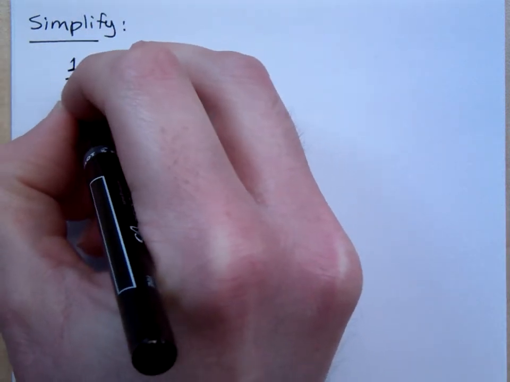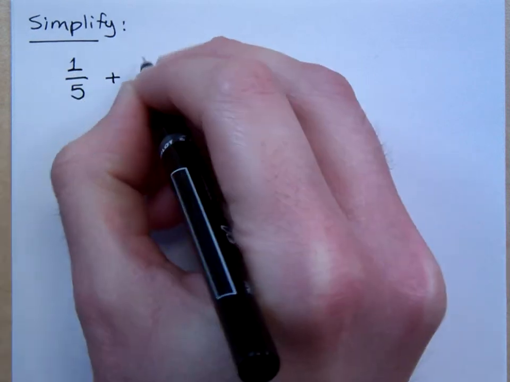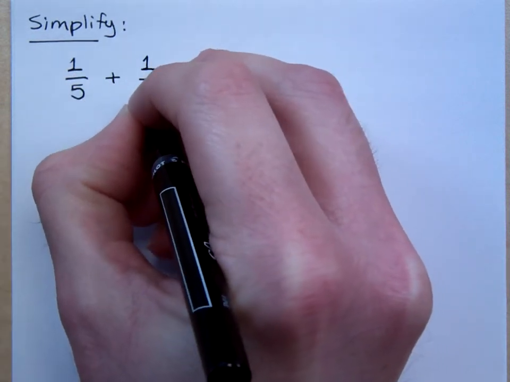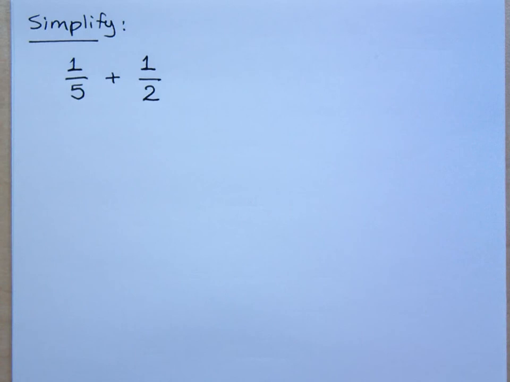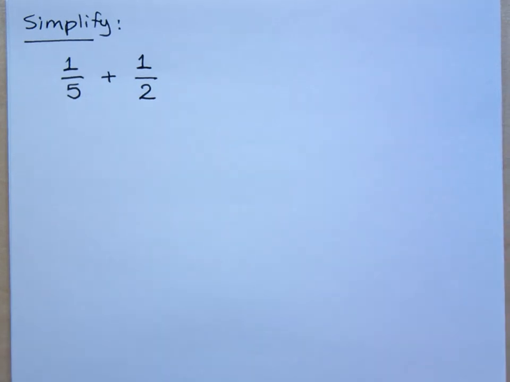If I have 1/5 plus 1/2. See, I've gone and ruined everything now, right? And this right here is where students just stop and they freeze. I will not allow you to do that if you're going to be my student. You will learn how to do this without freaking out.